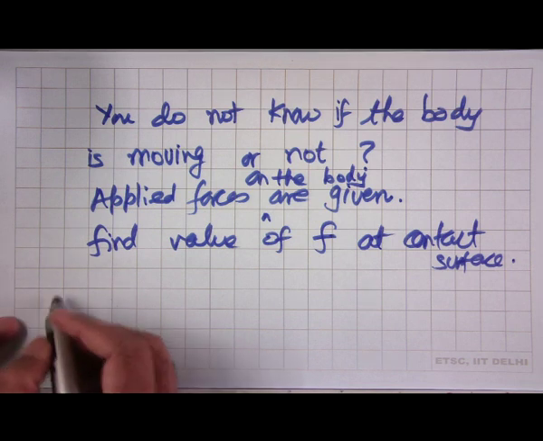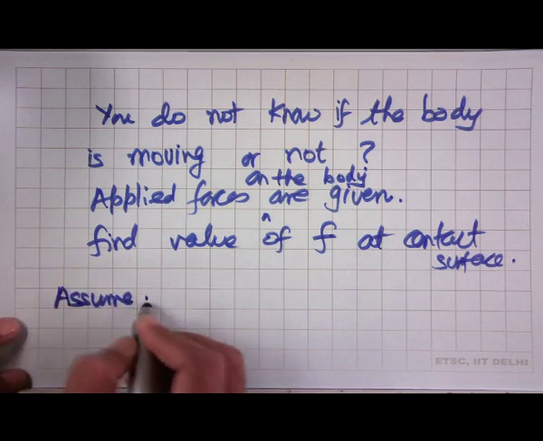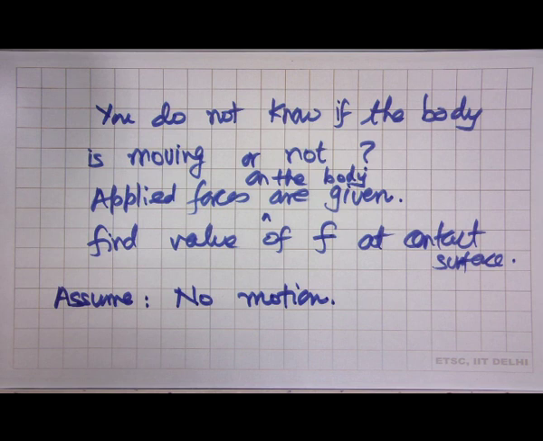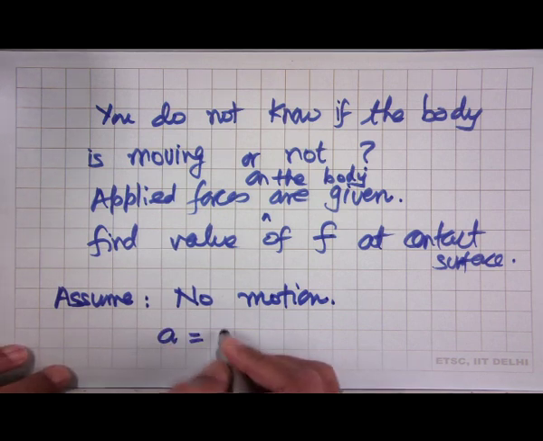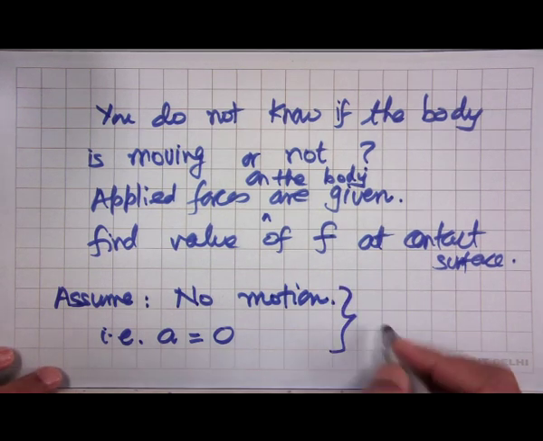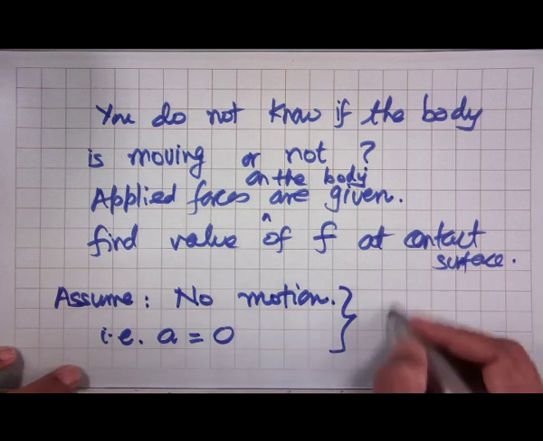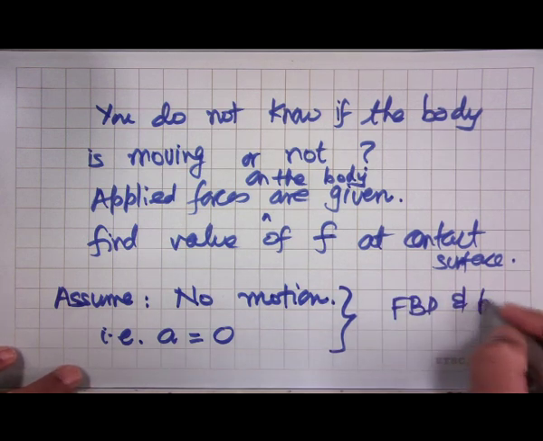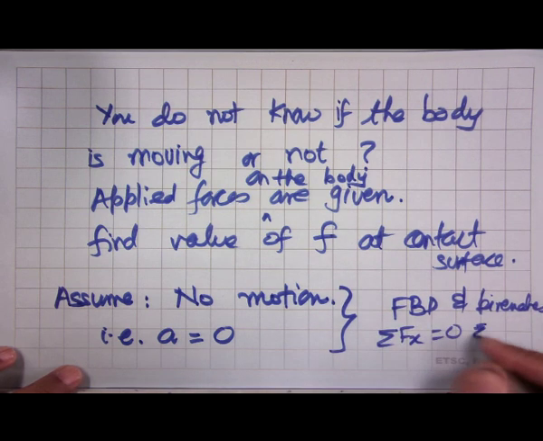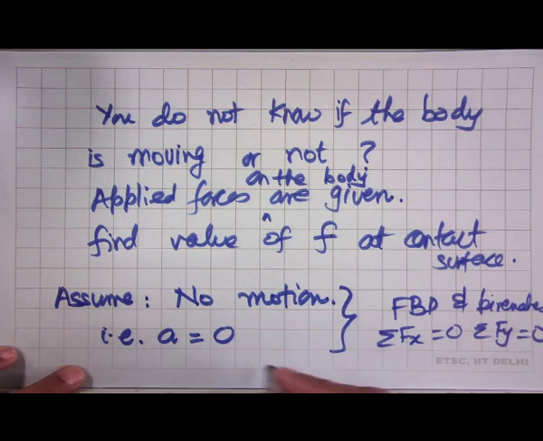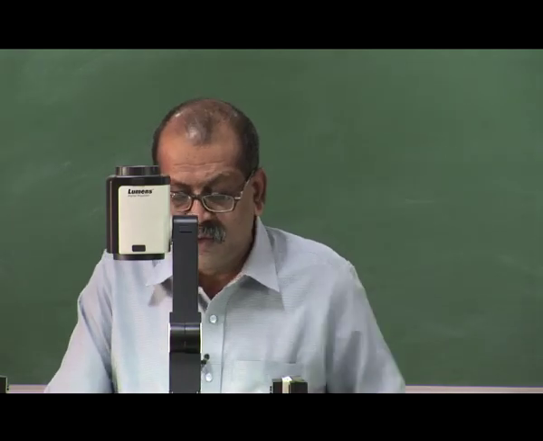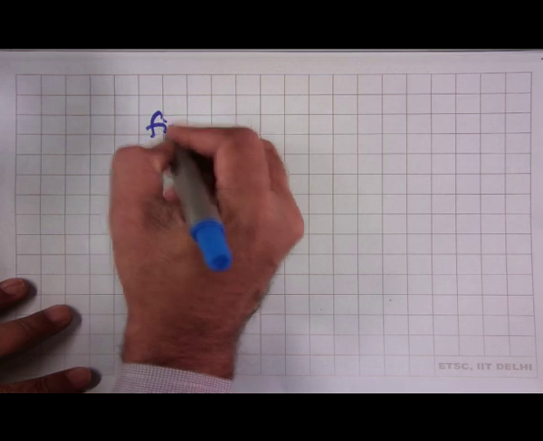So what we do is, first we will assume that there is no motion. We assume the system is at rest, and then that means acceleration is equal to 0. So when we do that, now from our free body diagram and kinematics, where we use that acceleration is 0, what we will get is sigma Fx is 0, sigma Fy is equal to 0. Using sigma Fx is equal to 0, sigma Fy is equal to 0, we find the value of f.